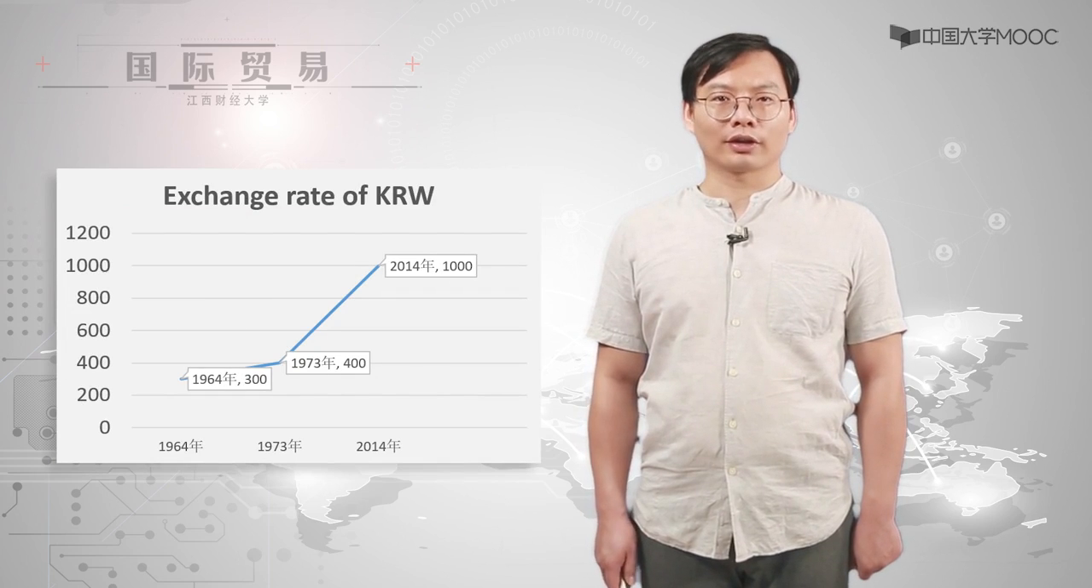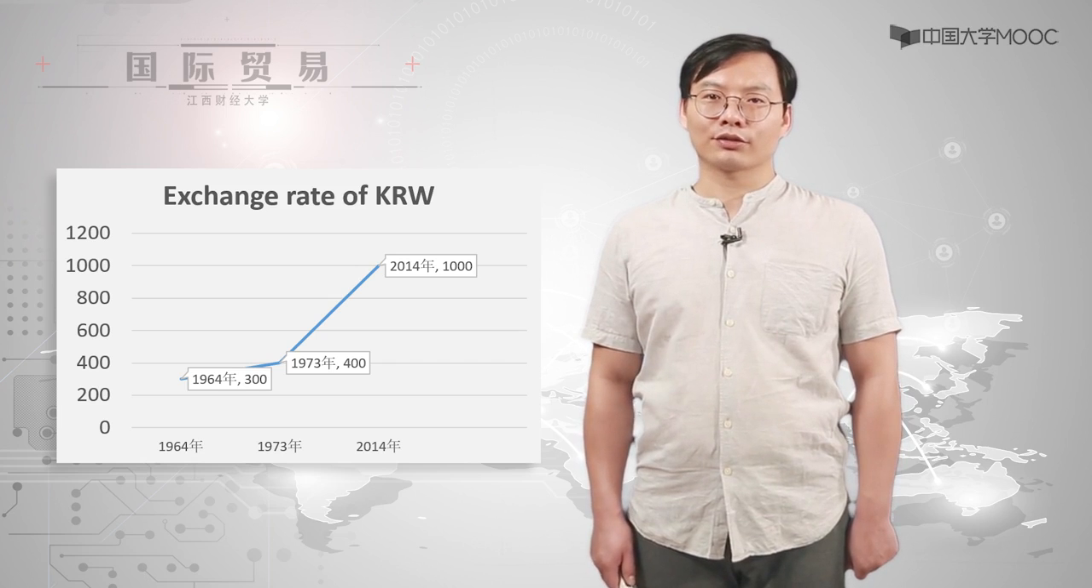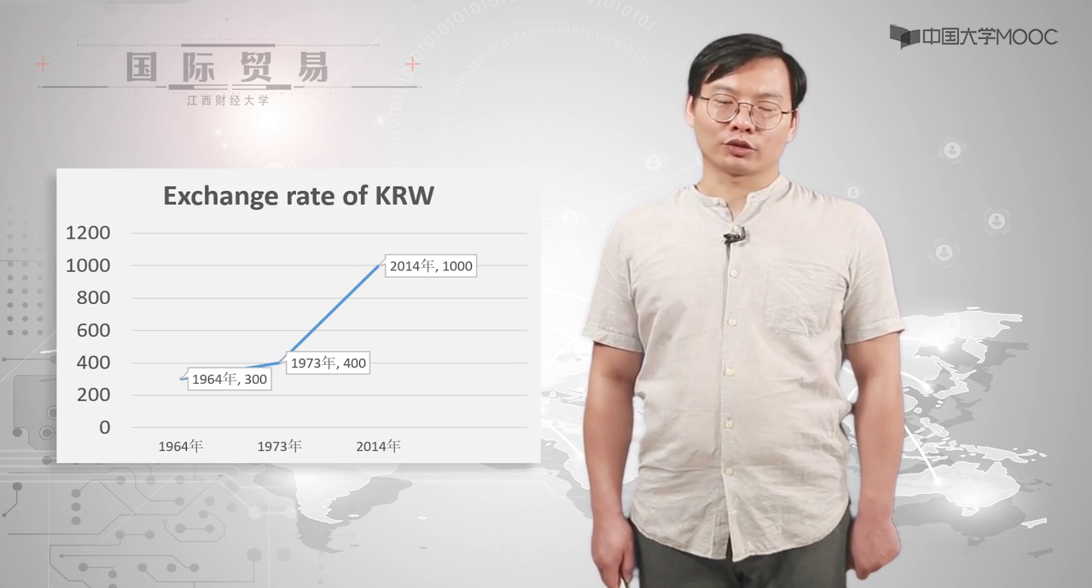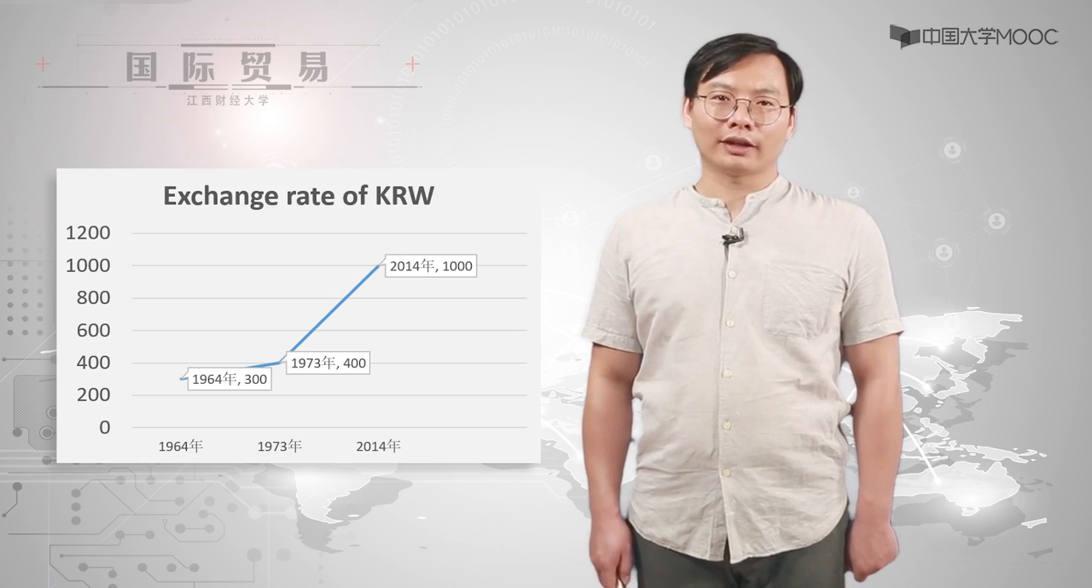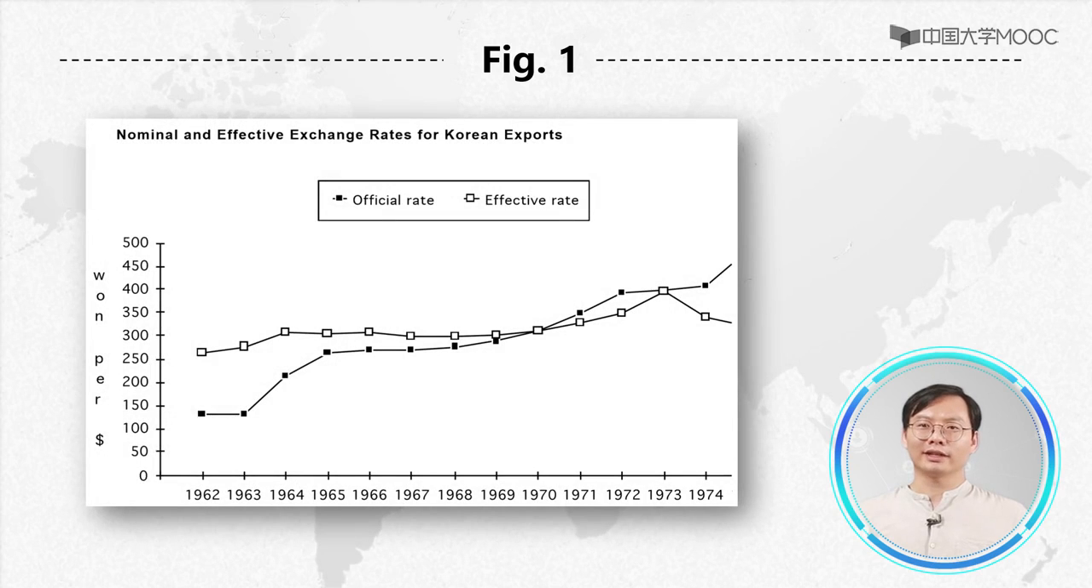The exchange rate in South Korea has been devaluating against the dollar and the Chinese yuan. For example, in 1964, the exchange rate of the Korean won was 300. In 1973, it became 400. In 2014, it increased to 1,000. From Figure 1, we see that the nominal exchange rate of the Korean won was devaluating against the dollar from 1962 to 1970. The Korean won devaluated 4 times.